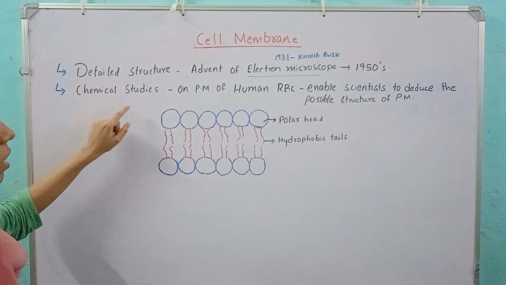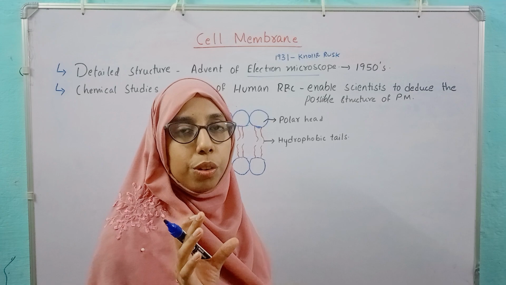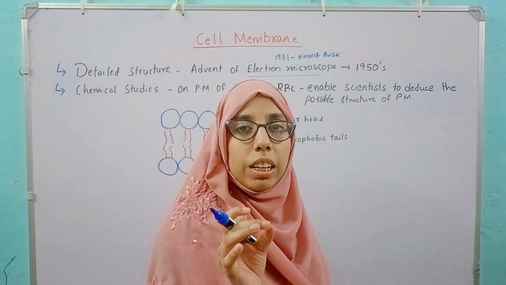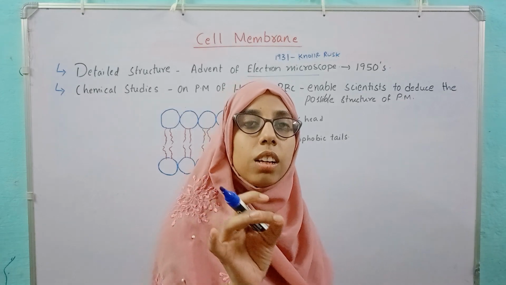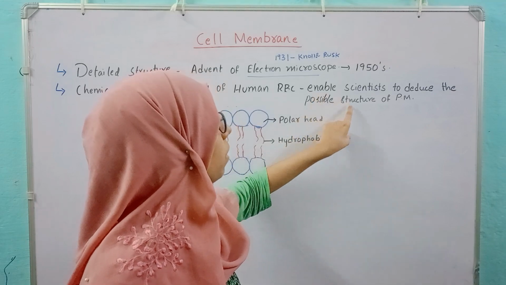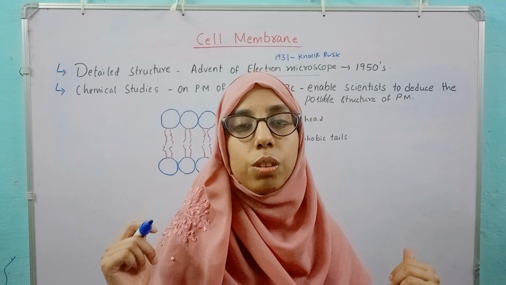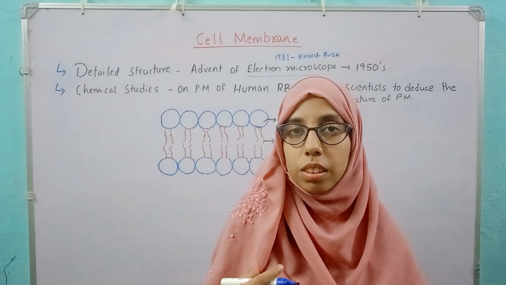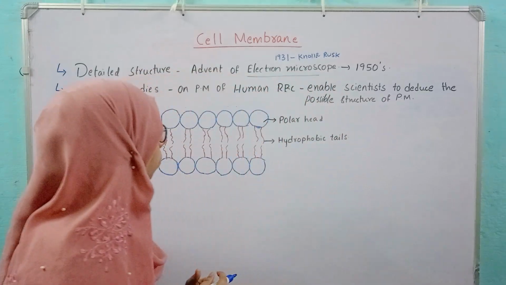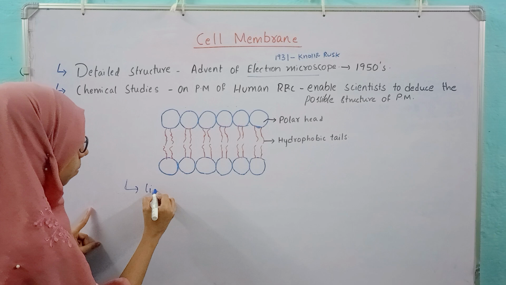Chemical studies on the plasma membrane of human RBC. The plasma membrane of human RBC was used initially to study the structure of the plasma membrane, and by carrying out studies on it, scientists were enabled to deduce the possible structure of the plasma membrane. Now we are going to study how the lipids are arranged in the plasma membrane. The plasma membrane is mainly composed of lipids.